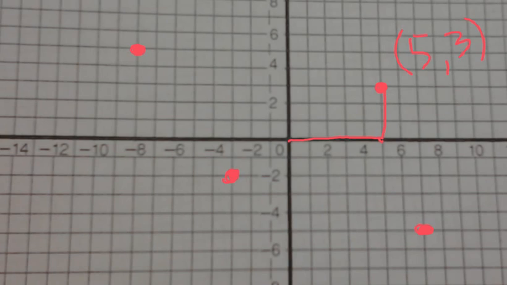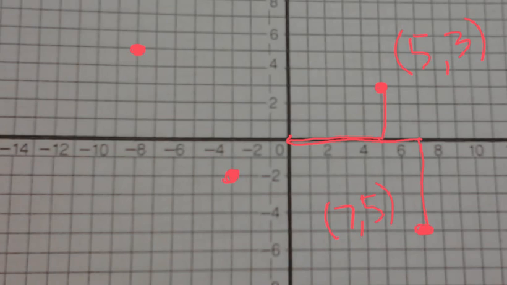Let's do this one, the one in the fourth quadrant. We have to go over until we get to that line. That takes us to 7. So that means the x is 7. And the y, we have to go down till we get to 5.